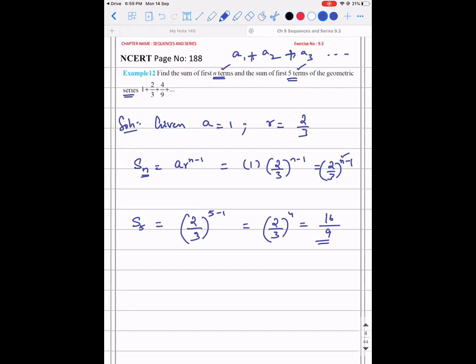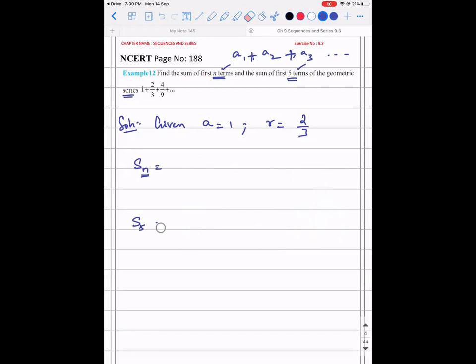I'm extremely sorry. The sum, right? I'm sorry. I wrote the general term. So what is the formula for sum? A into r power n minus 1 by r minus 1. So A is 1. 2 by 3 power n minus 1 divided by 2 by 3 minus 1.